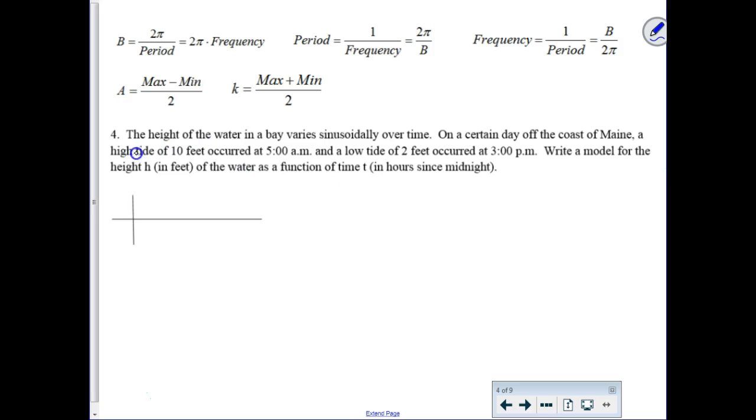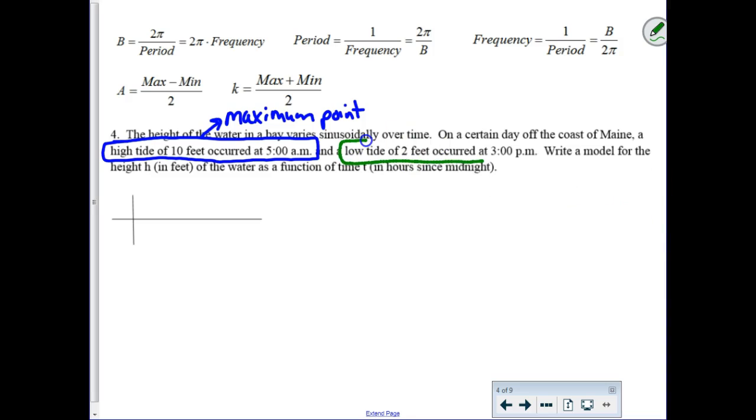All right, first clue, it says high tide occurs at 10 feet and occurs at 5 a.m. So this is going to be the maximum point, because it's high tide. And then we have low tide, which occurs, it's 2 feet, and it's 3 p.m. So this is going to be your minimum point. So this is a lot like those first 2 questions where they gave you just a random point A and B, and we had to map it out onto our paper.